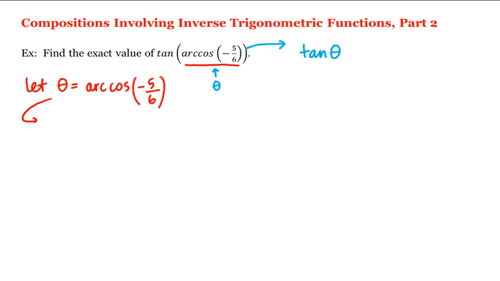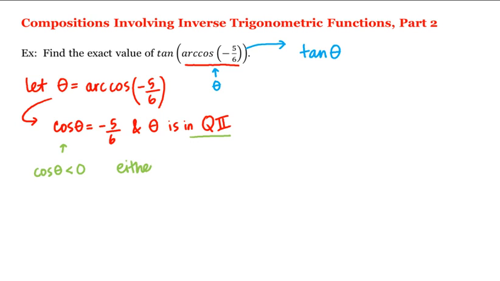So if theta is equal to arc cosine of negative 5/6, that means that cosine of theta is equal to negative 5/6, and moreover, theta is in quadrant 2. Now, why is theta in quadrant 2? Well, looking here, we see that cosine of theta is less than 0, which means there's two possibilities. Either theta is in quadrant 2 or quadrant 3.